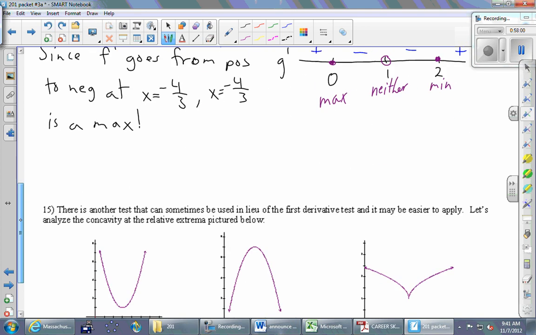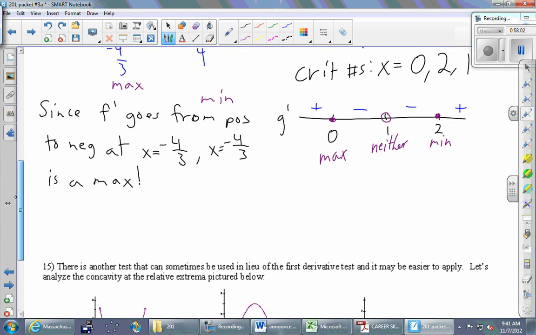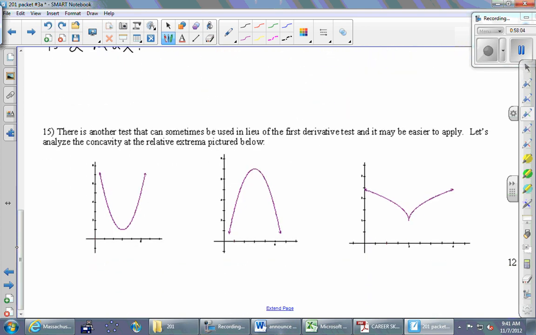Okay, moving on. We go to number 15. I think we're up to Chris. There's another test that can sometimes be used to analyze the concavity of the relative extreme below. Okay, so I'm picking the local maxes and mins. Just focus on that one single dot.